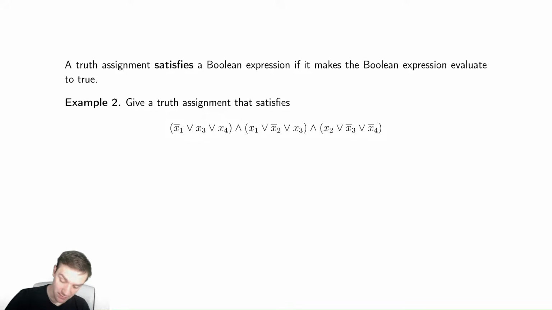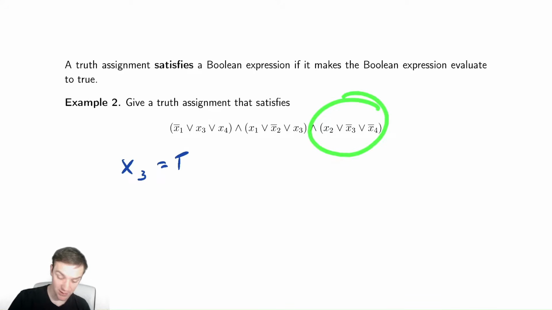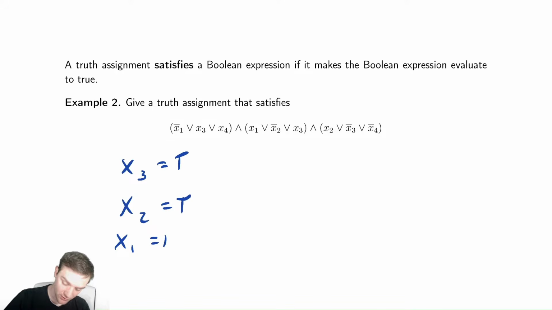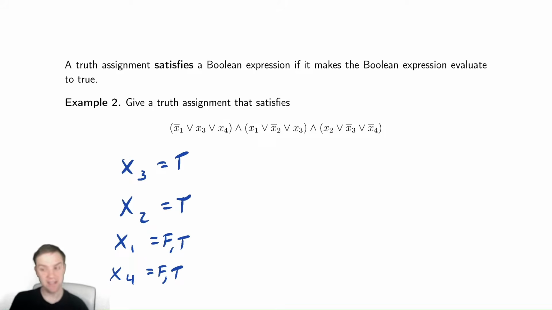So one way you could do this might be, I notice x3 appears in 2 of them, so why not set x3 to be true? And then I just need to make any assignment to make this last one true. I could either make x2 equal to true or x4 equal to false, and that would work. So if I did x3 equals true, x2 equals true, I actually have 2 variables that don't matter. x1 could be false or true, and x4 could be false or true, which is kind of neat. And there's many more truth assignments for this particular Boolean expression. So this seems relatively straightforward, that finding a truth assignment that satisfies a Boolean expression is NP-complete.